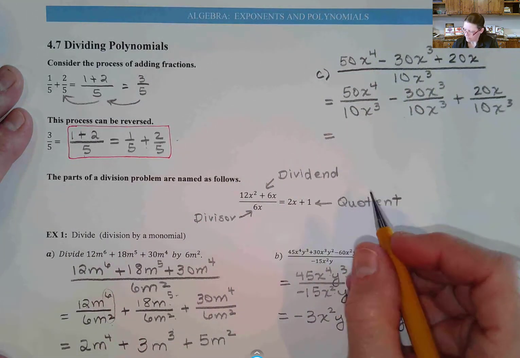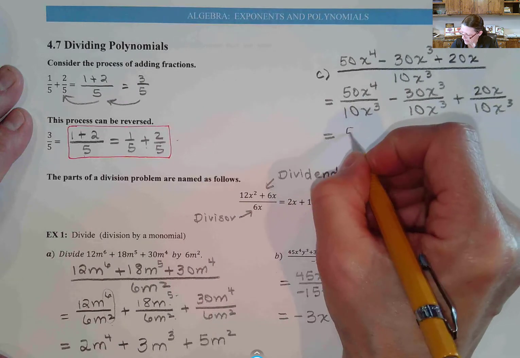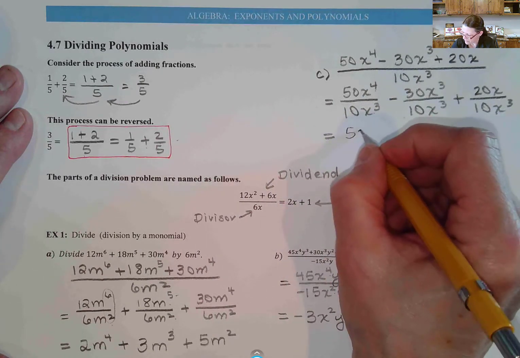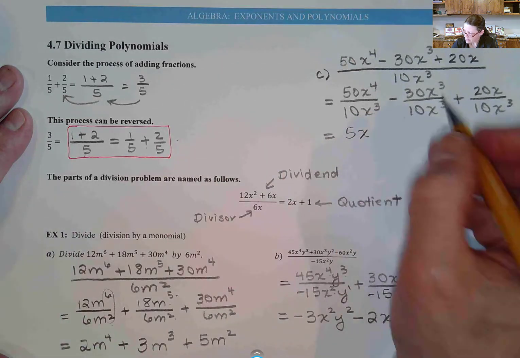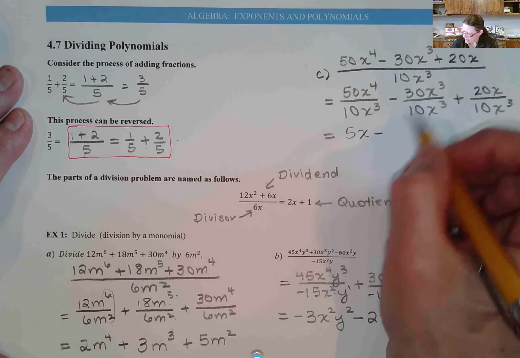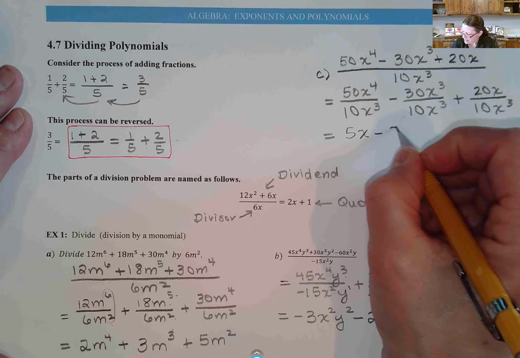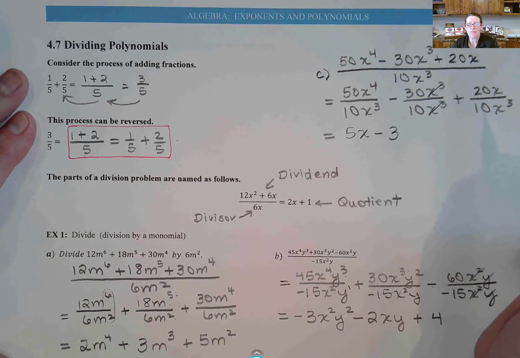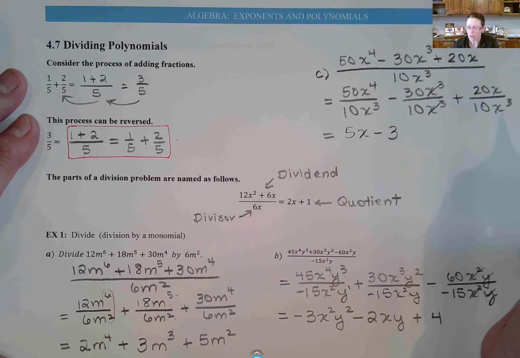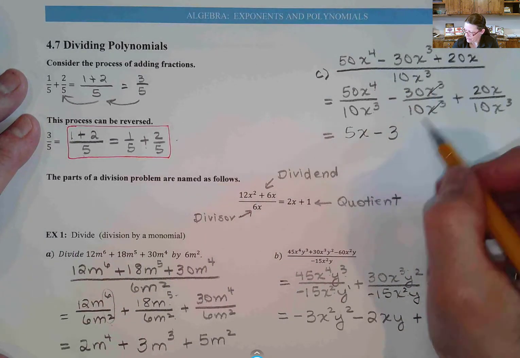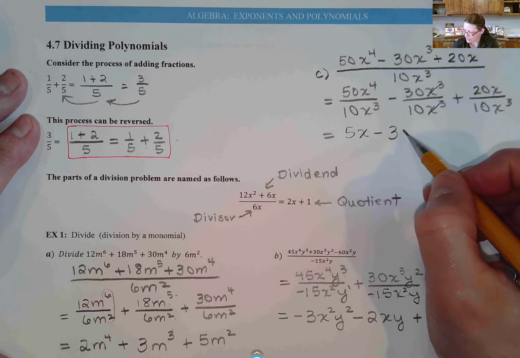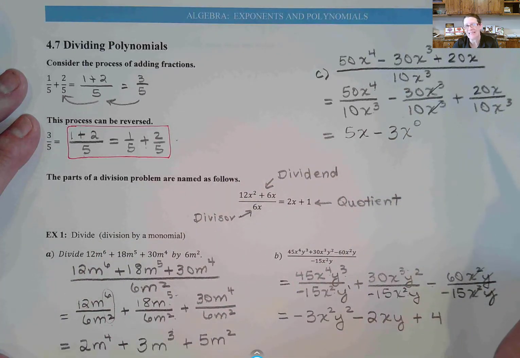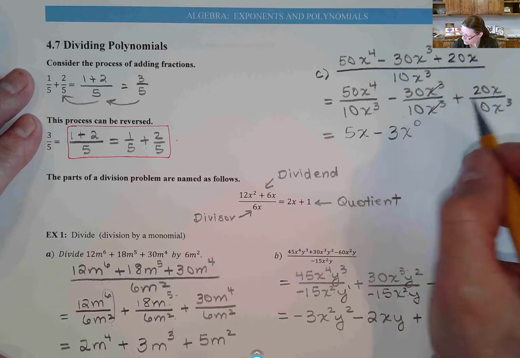In our first term, 50 divided by 10 is 5, and x to the 4th divided by x to the 3rd is x to the 1st, or x. Second term, we're going to have minus 3. Now notice that our x's divide out, don't we? Or you might think I'm using the quotient rule, and I've got x to the 3 minus 3, which is x to the 0, isn't it? But we know that x to the 0 is 1.